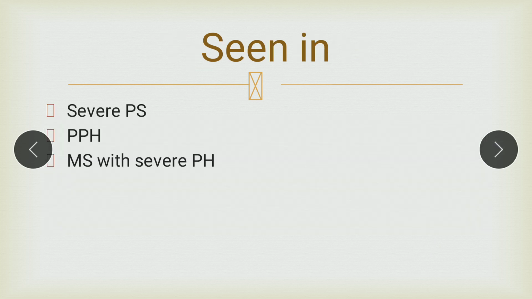This type of RVH is seen in severe pulmonary stenosis, primary pulmonary hypertension, and MS with severe pulmonary hypertension. These are 3 conditions where you get type A RVH.